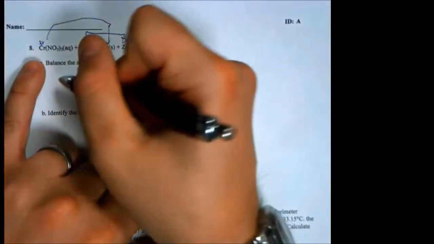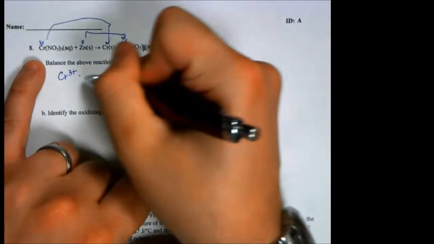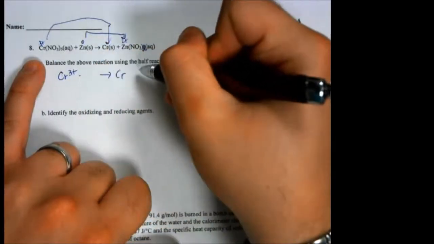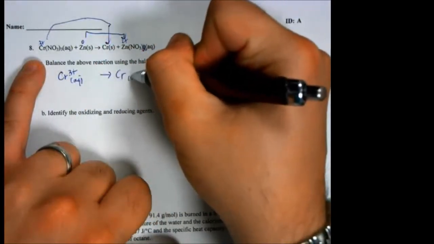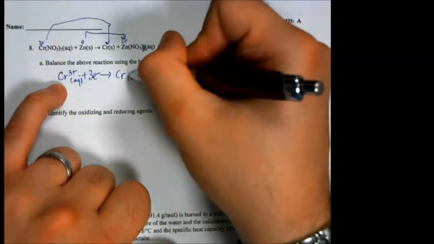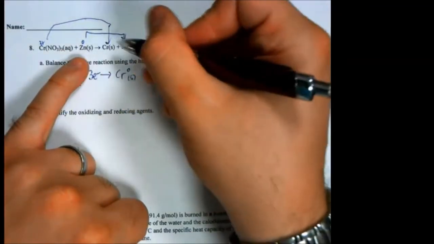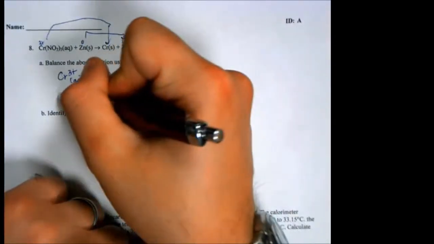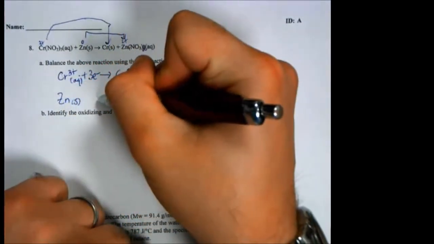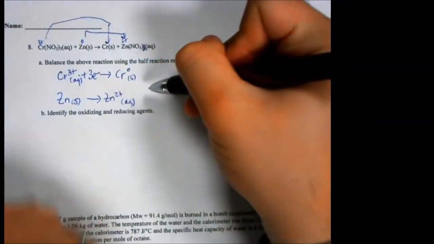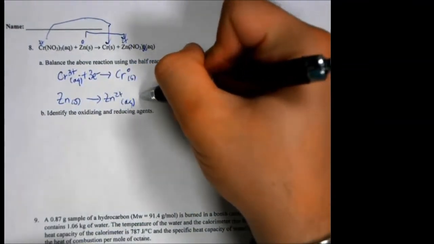Basically what I'm going to do is write chromium 3+, and we're going to write its product is chromium solid. This is going to gain 3 electrons because we're going from 3+ to chromium 0. And then the zinc solid is going from zinc metal, so that's 0, to zinc 2+. So we're going to put zinc solid over here, and zinc 2+ on the other side, aqueous, and this has got to have 2 electrons.